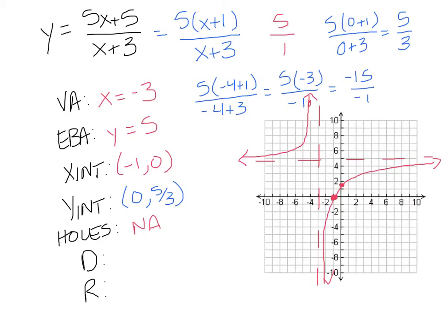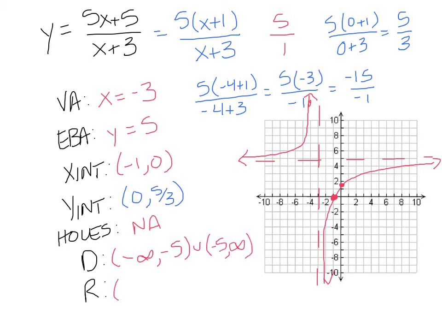Alright, we're down to domain and range. Again, it starts at -infinity. No holes, so it goes up to the vertical asymptote. Starts over again after that, and continues to infinity.